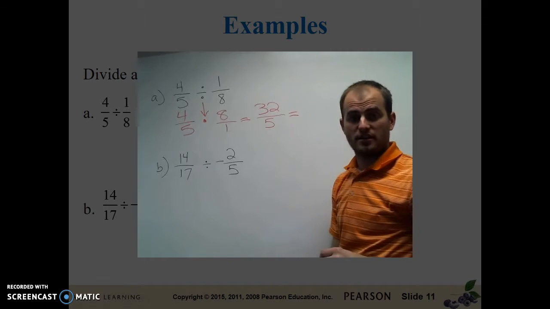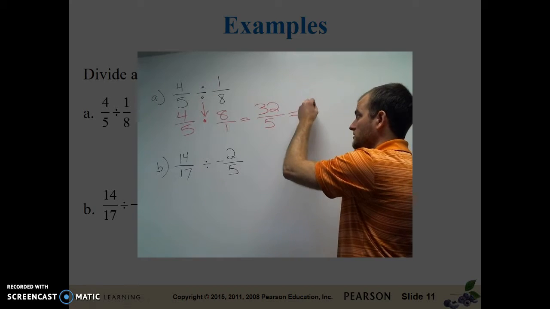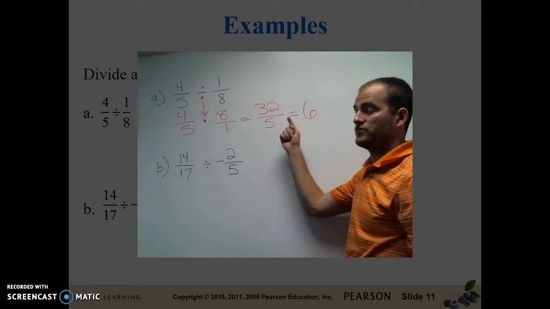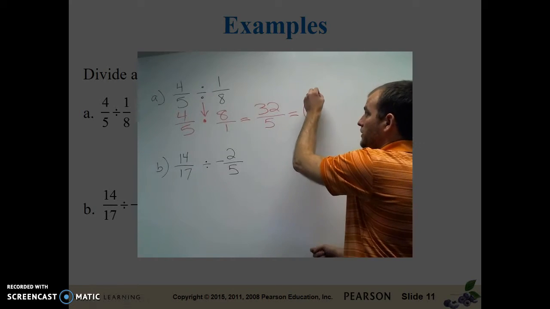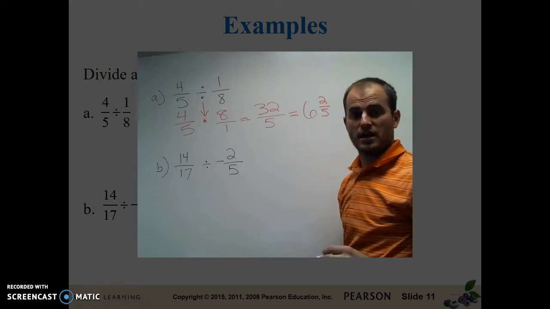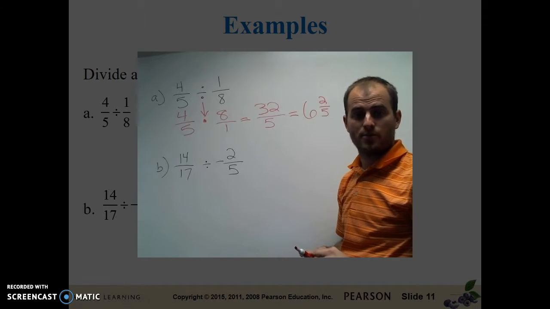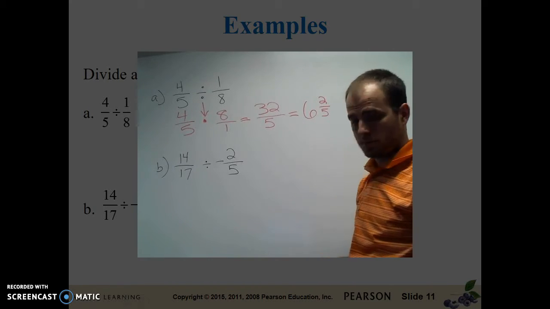Or if you remember how to write it as a mixed number, 5 goes into 32 6 times, but 6 times 5 is only 30, so we have 2 left over. So 6 and 2/5. That was from section 4.1 if you need to look back on how to rewrite an improper fraction as a mixed number.